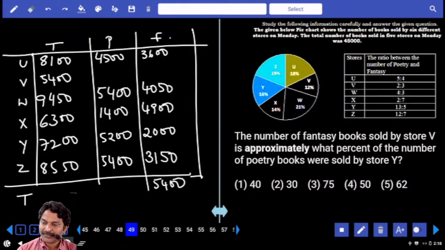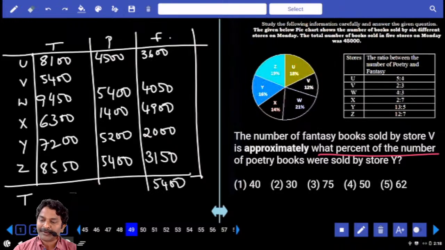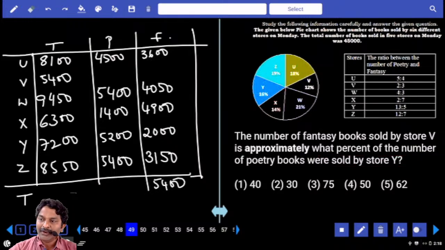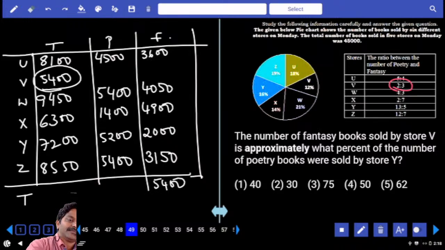Pens means difference. How much? 3,200. Number of fantasy books sold by V is approximately what percent of number of poetry books sold by store Y? So we need total how many parts? So can we take it as 40%, 60%? 2:3 ratio, right? 40, 60 we assumed. What is 10%? 540. Keep 40 aside. 500 plus 40. 4 times of it. 2000 plus 160.